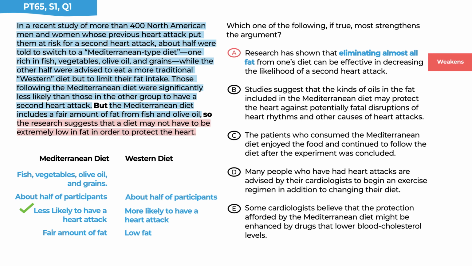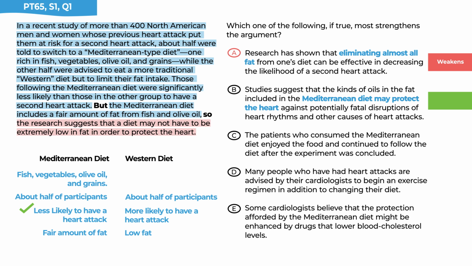Answer choice B says, studies suggest that the kinds of oils in the fat included in the Mediterranean diet may protect the heart against potentially fatal disruptions of heart rhythms and other causes of heart attacks. So this is telling us a mechanism by which the causation can occur. It's that the kinds of oils in the fat included in the Mediterranean diet were actually having this protective characteristic. This sounds like it's going to make the conclusion more likely to be true, that it was the Mediterranean diet that reduced the heart attacks. So let's hold on to answer choice B and look at answer choice C.